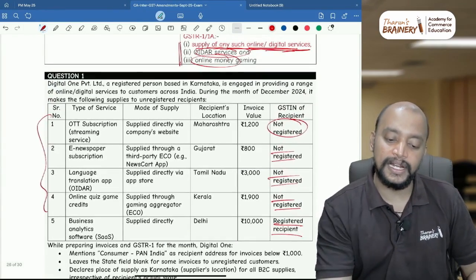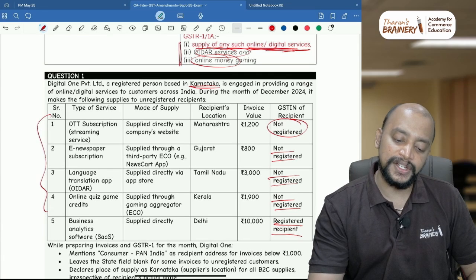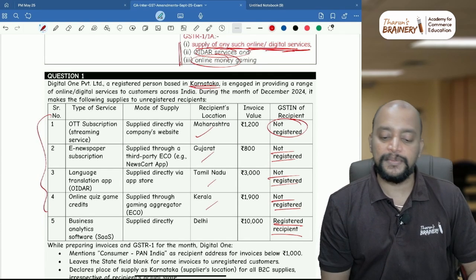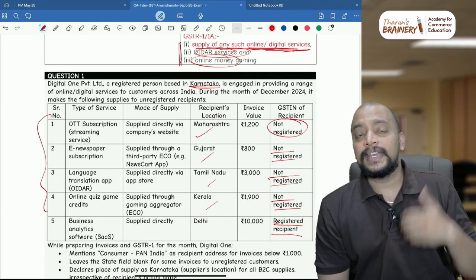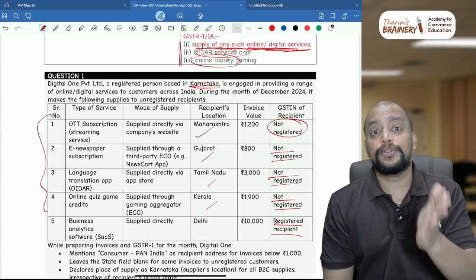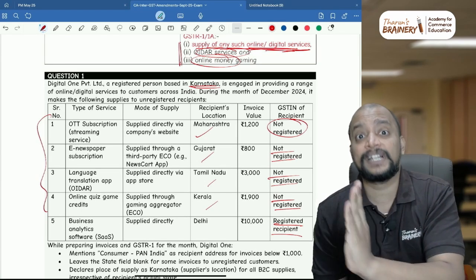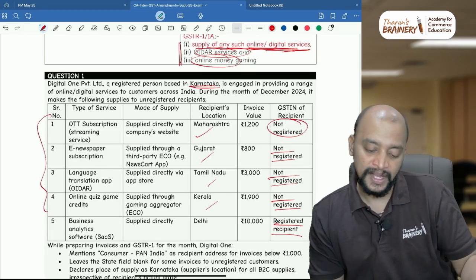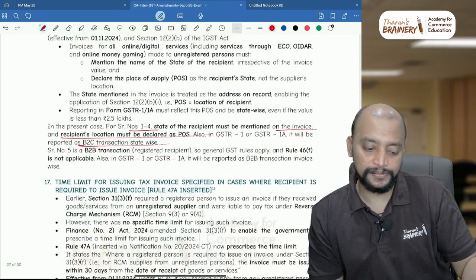Where is the supplier located? Karnataka, and the recipient location is in Maharashtra, Gujarat, Tamil Nadu, Kerala, which means it is an interstate transaction. In case of interstate transactions in B2C, GSTR 1 should be reported state-wise consolidated. Okay, so that is a simple question.